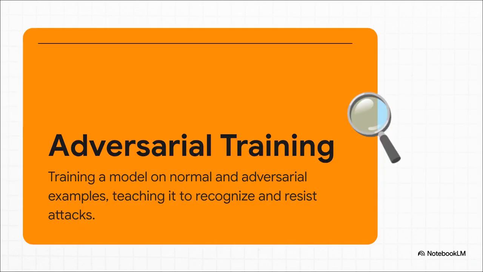Now, one of the most powerful defenses to come out of this arms race is something called adversarial training. It's basically like giving the AI a vaccine. You don't just show it normal, clean data, you intentionally train it on the exact kinds of tricks that are designed to fool it, teaching it to recognize and resist these malicious inputs.